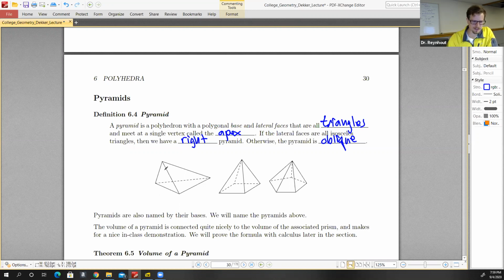So let's say we have this first one. This point here we might say is the apex, and this would be the apex, and this would be the apex. It's a little bit difficult to tell by these pictures, but it looks like these are not all the same shape sides. They're all triangles, of course, but they're not all isosceles triangles. So this one would be an oblique triangular pyramid.